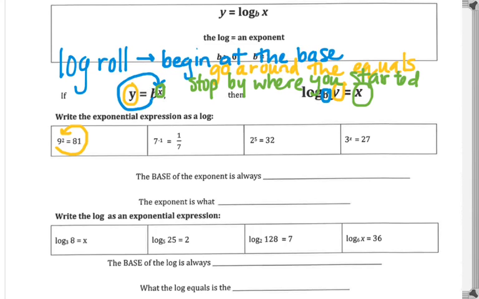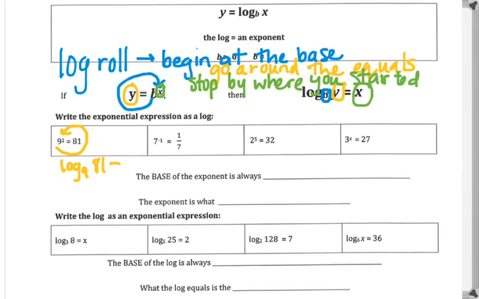Now we had an exponential, which means our inverse is going to be a log. So I'm going to write the word log. I'm going to write the base, 9, little and down a little bit lower than the word log. The next thing that I got to when I was doing my log roll was an 81.